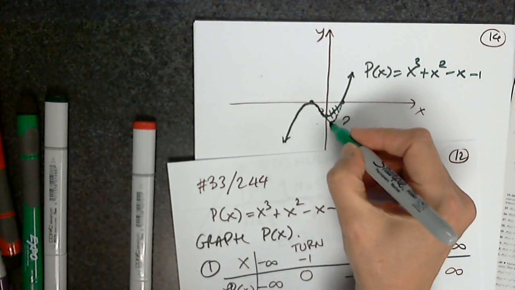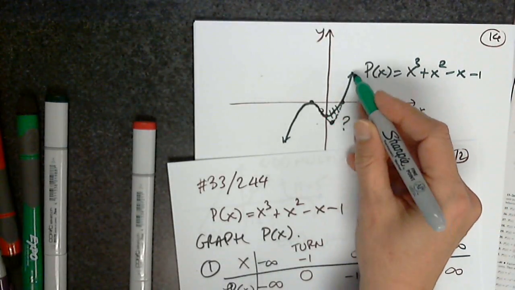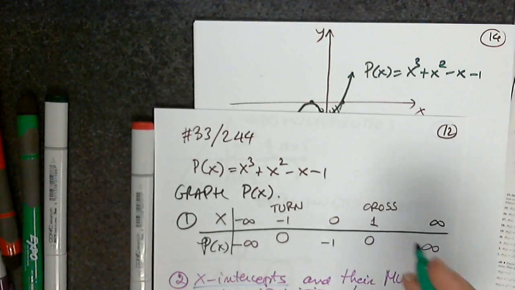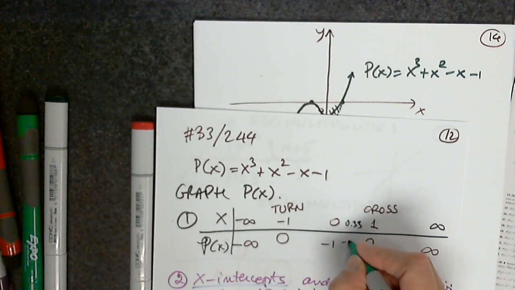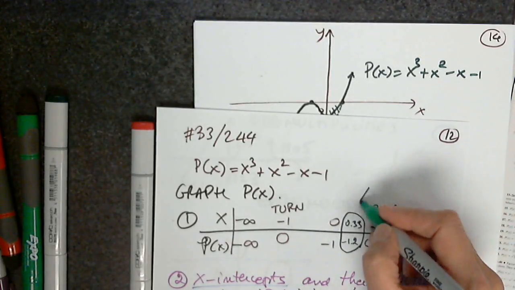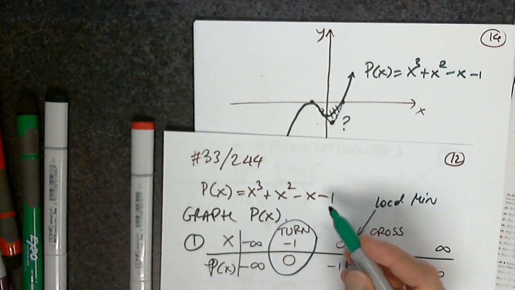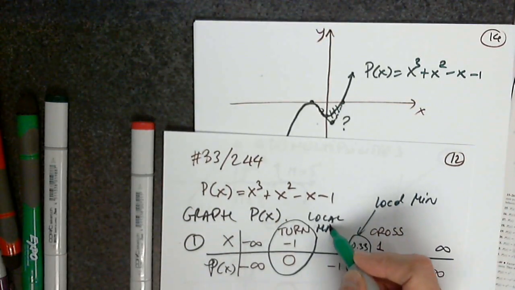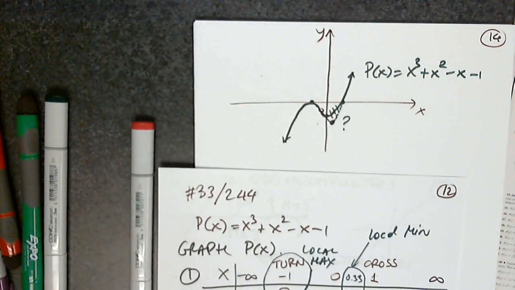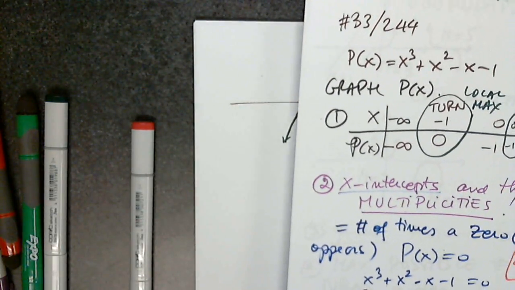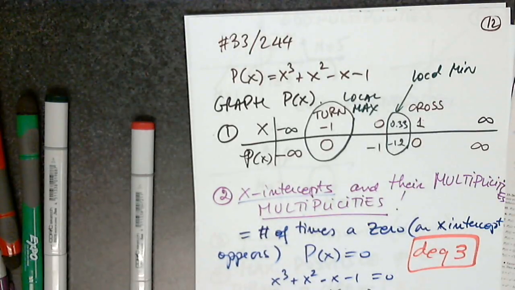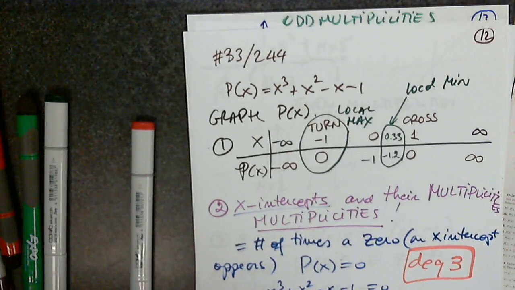It turns out that this is the correct graph. It does this. So I put my numbers in here, 0.33 and negative 1.2. And this is my local min. This is my local max. What is the range of this function? Exactly. Absolutely. The range is all real numbers.